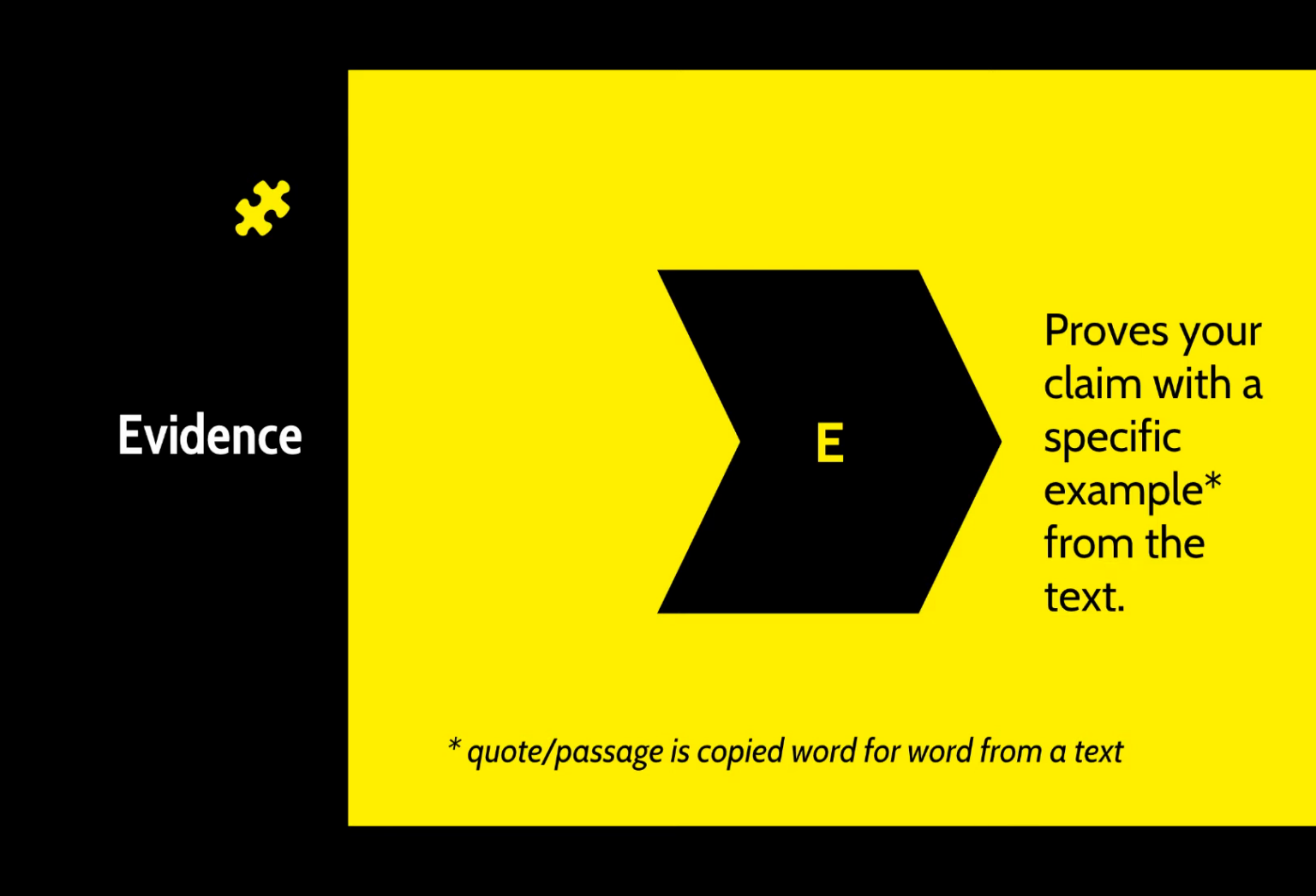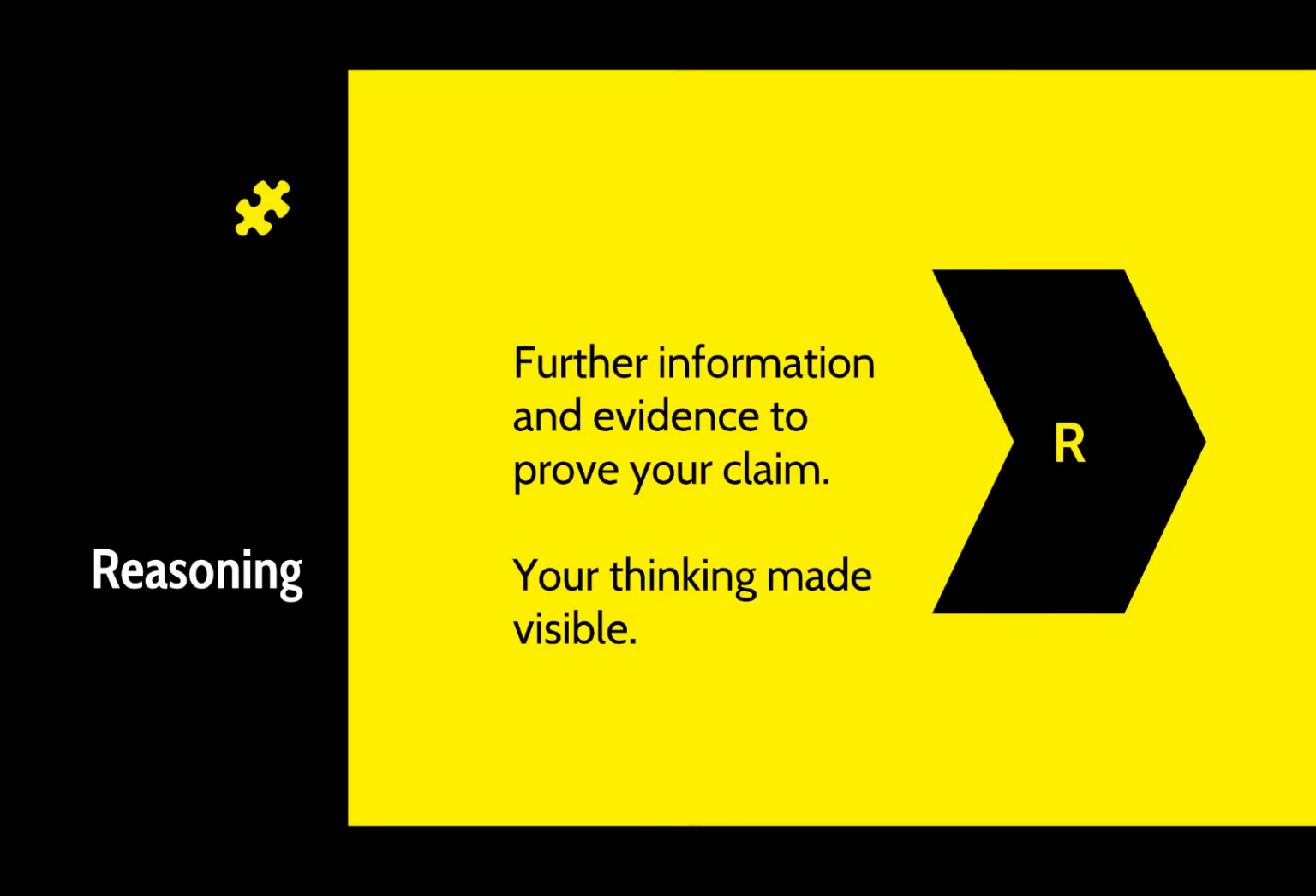Now the R, this is the hardest part, and this is actually going to be probably the longest part of your C.E.R. writing. Further information and evidence that you can use to prove your claim. Your thinking here and your reasoning is made visible. This is where I usually tell students that you're drawing the lines between all the dots in your thinking. You're making your thinking very clear. You're making your thinking very visible for anyone who's reading.